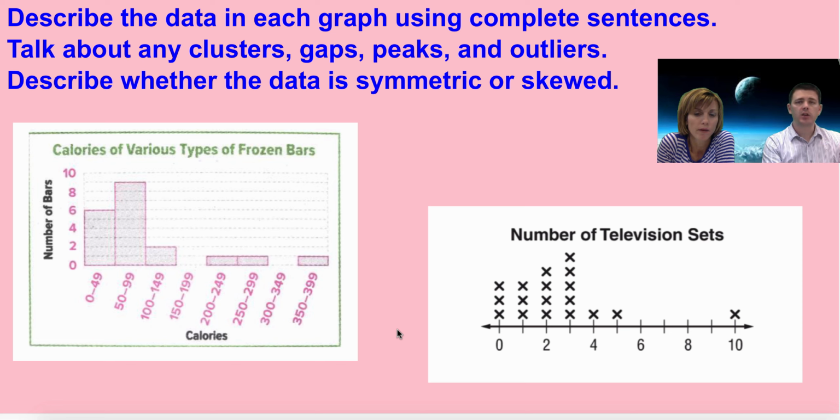Is your data symmetric? Is it skewed? Which direction might it be skewed? But you should have a separate sentence for each one of those pieces of information. Go back to your notes and figure out which one is skewed left and skewed right as you write that last sentence.